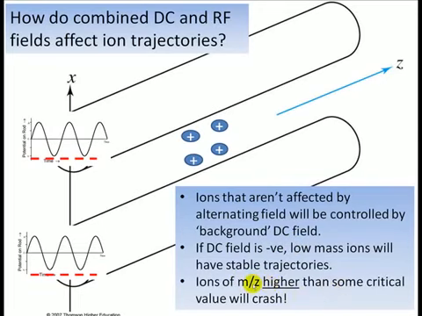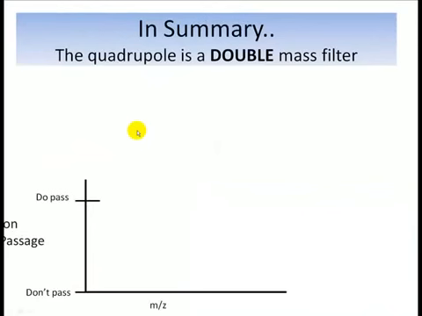And the critical value of mass-charge ratio that does make it through will depend upon variables like the frequency of oscillation, the amplitude of oscillation, the magnitude of the voltages, etc. To summarize, the quadrupole is actually a double mass filter. You've got these two pairs of rods, in orthogonal directions at 90 degrees to each other. So we can talk about the way it works quite nicely with a graph.